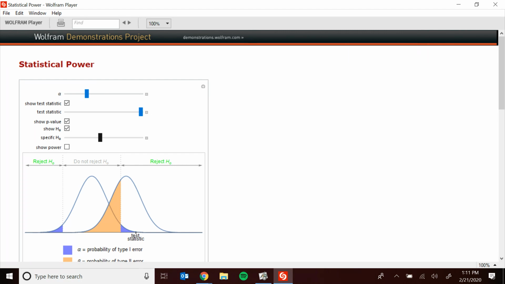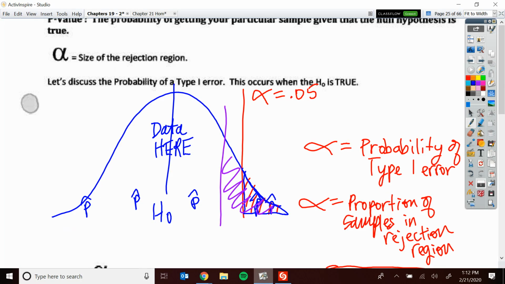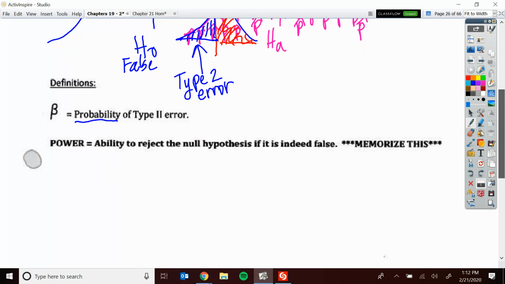Watch this picture as I make alpha get bigger. Here we go. What do you think is going to happen before I actually move it? Okay, alpha goes up, so type 1 becomes bigger. What's going to happen to the peach? Let's see if we can tell. It's a delayed reaction. So what happened to the probability of type 2 error? It went down.